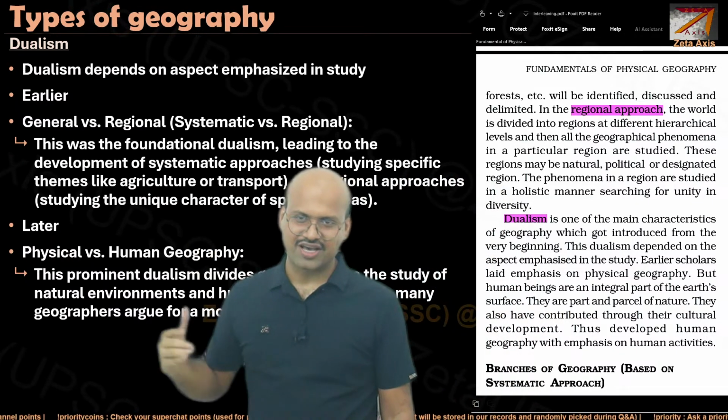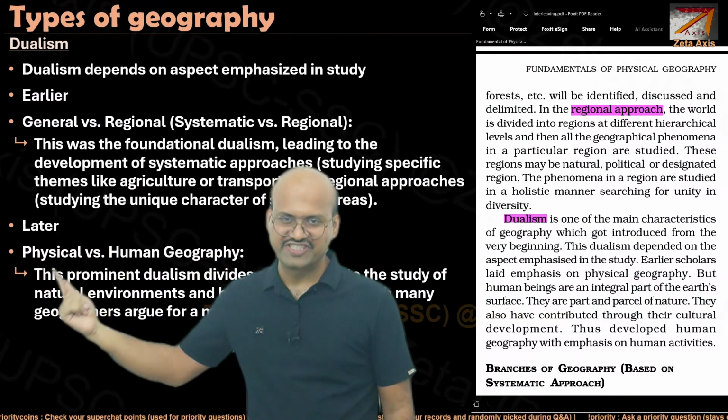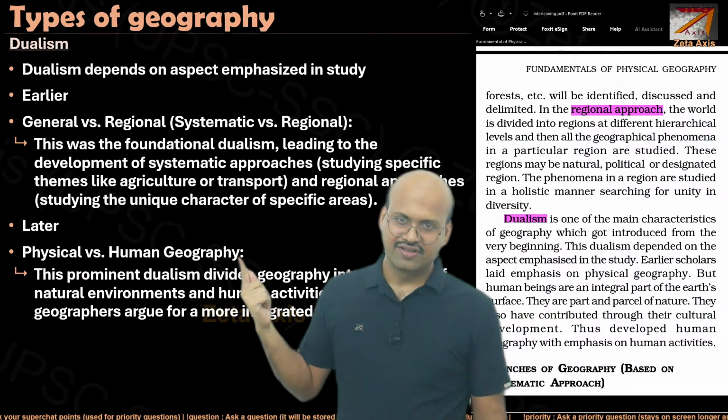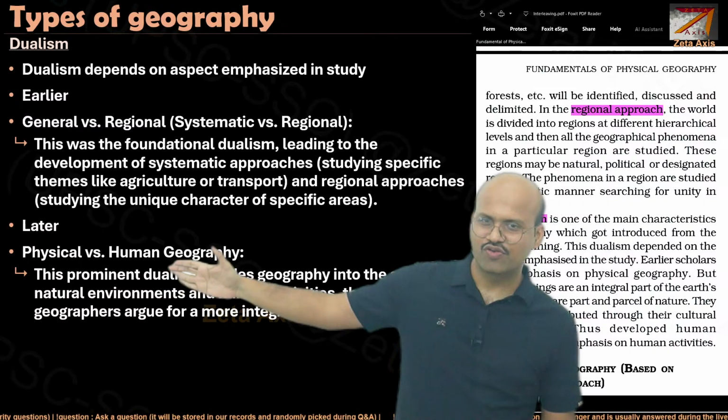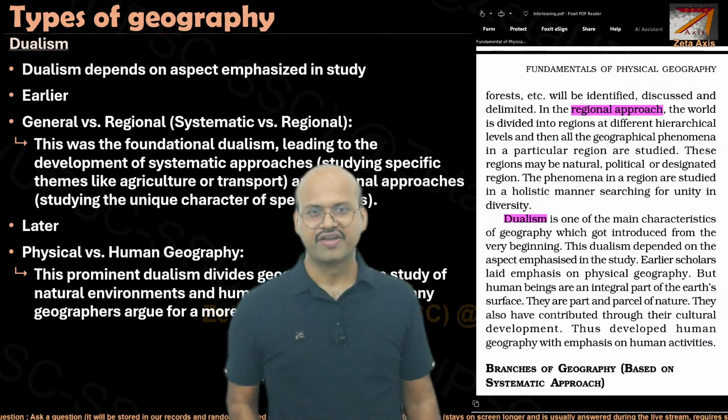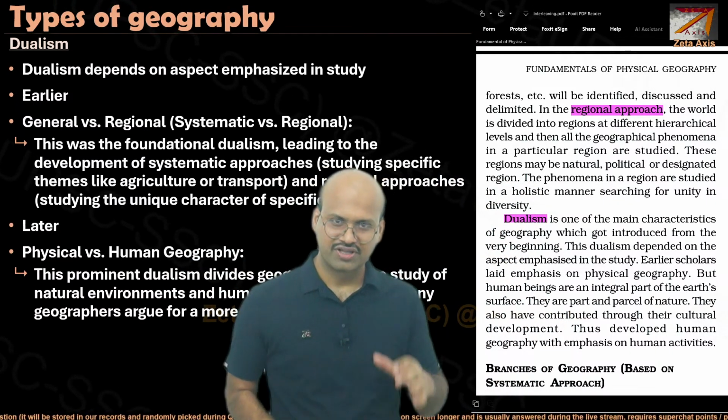Later, which is the current scenario, now the dualism is related to physical versus human geography. Some people just want to study the physical phenomena, while some people want to include the human effect on the physical phenomena. So this is the dualism.